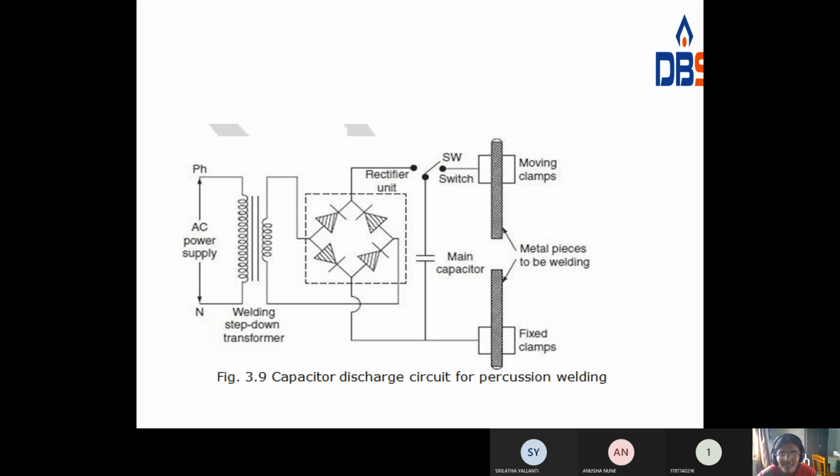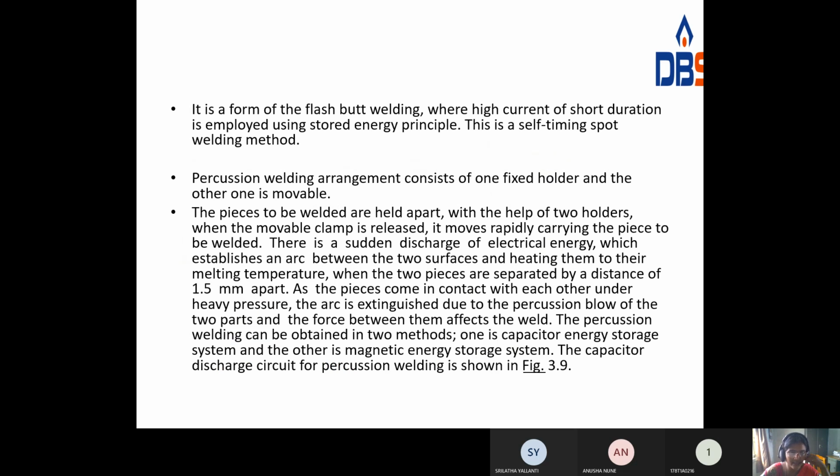Clamps are used to hold the work. This one is a movable clamp and this one is a fixed clamp. This metal plate will be fixed and this one is movable. Whenever this one falls directly on this one, at that time these two metal pieces will be welded. There is a sudden discharge of electrical energy which establishes an arc between the two surfaces, heating them to their melting temperature. The two pieces come in contact with each other under heavy pressure.